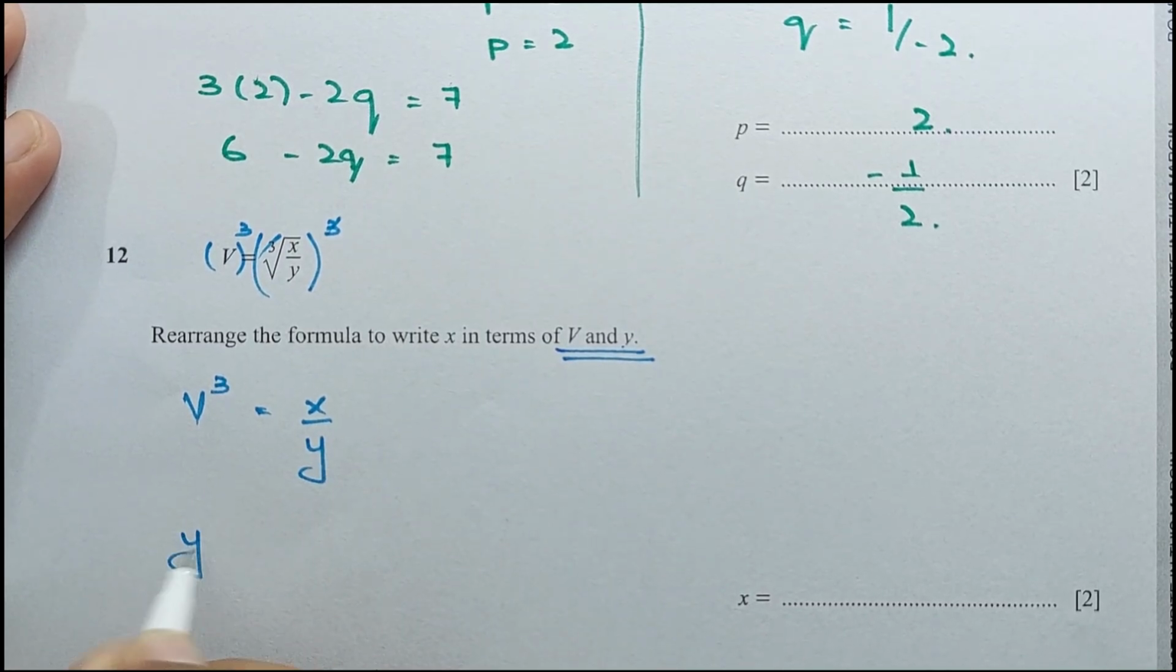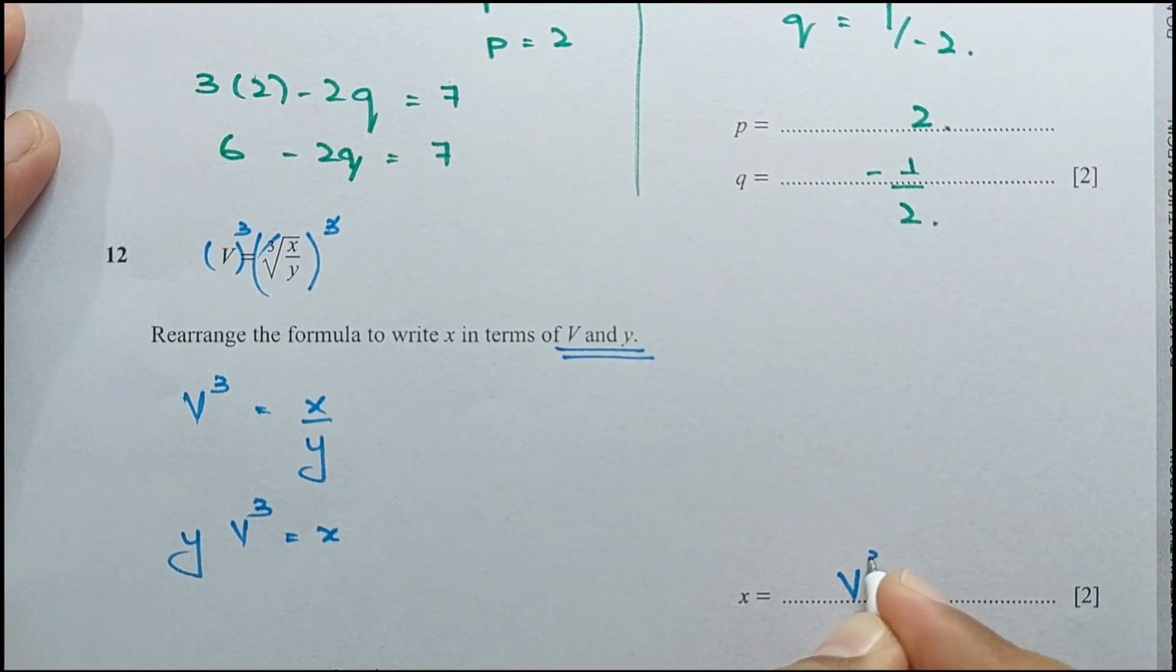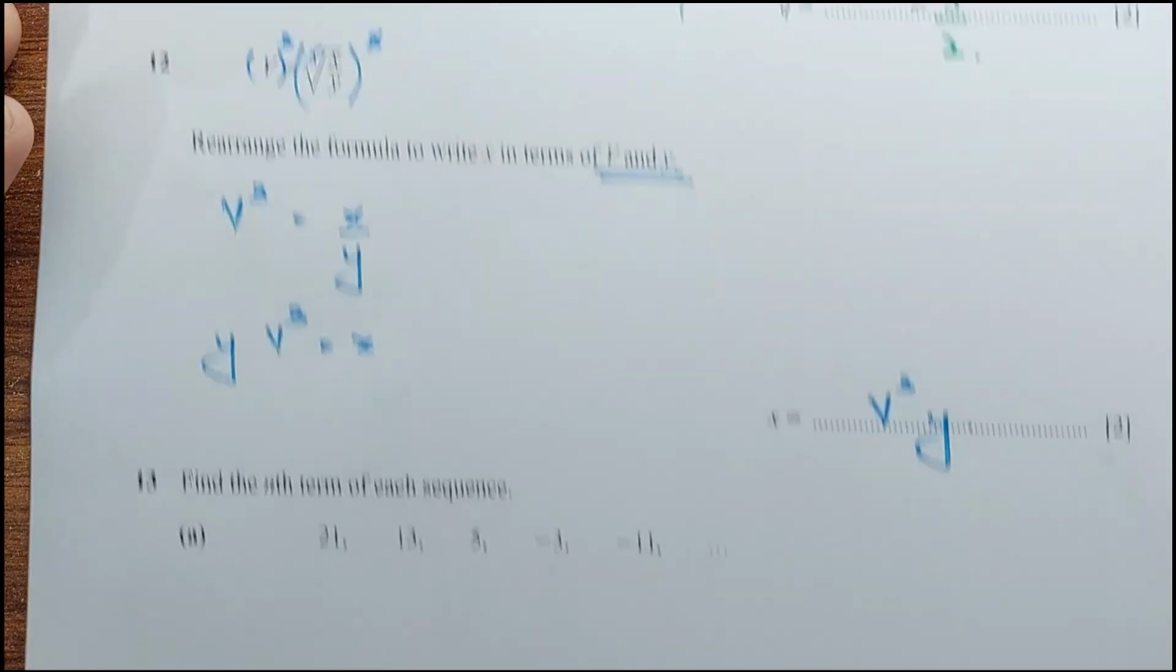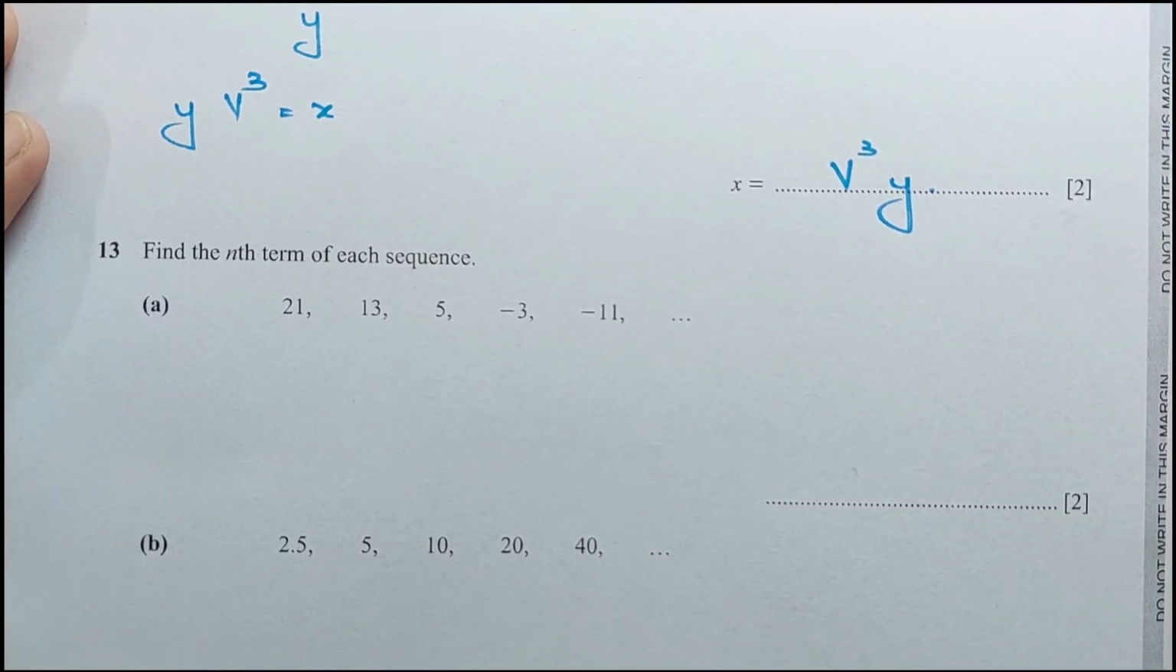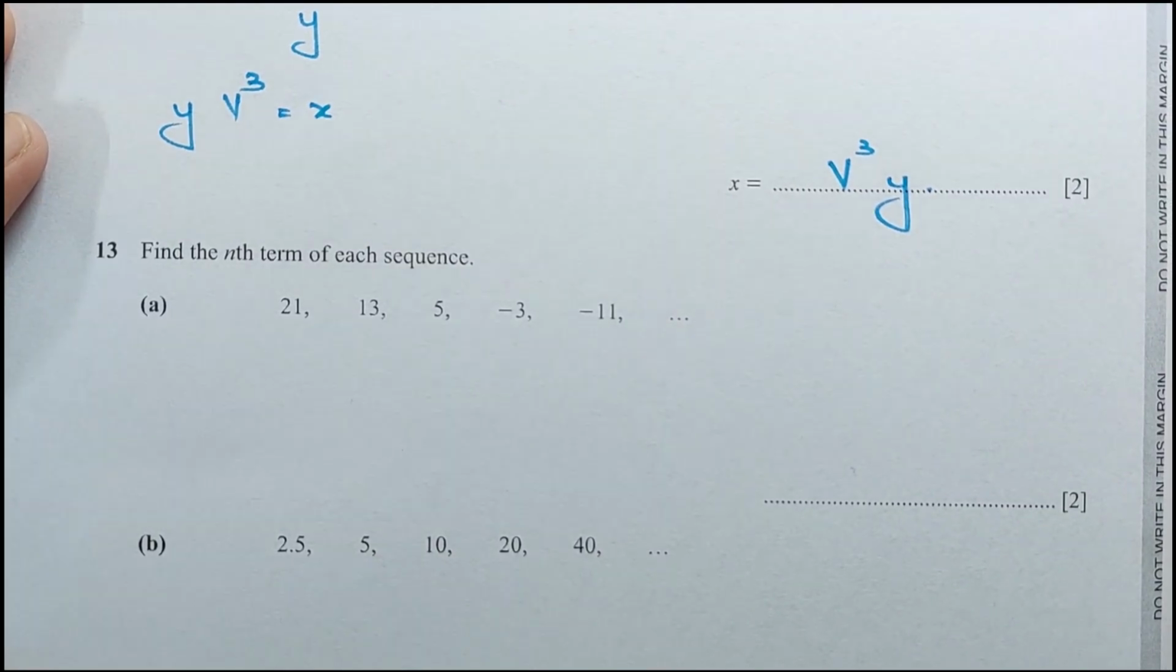And y into v cube, this is your x. Or we can say v cube y, that is your x. Equation of x in terms of v and y. Question number 13, find the nth term of each sequence.